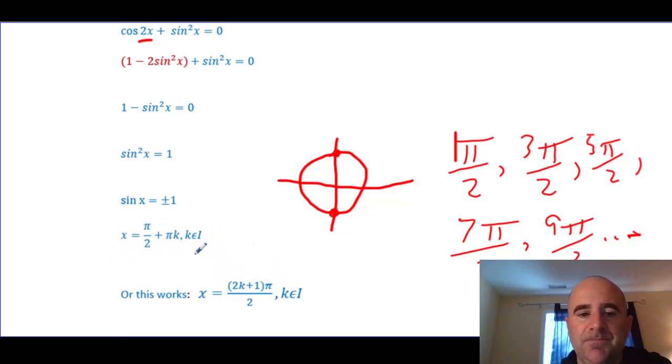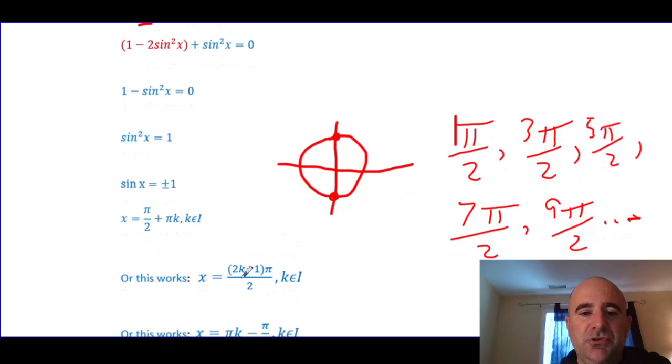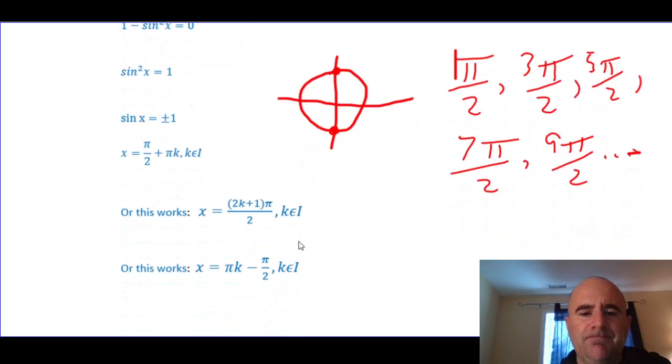I'm okay with this. Another thing I'd like you to notice is that if you took pi over 2 and you add pi k, make a common denominator, you'd actually simplify this and get the exact same thing. Now, as much as 2k plus 1 is an odd number, so is 2k minus 1. So this could actually be 2k minus 1. Or if you want, sometimes you see the answer written this way too. This is another way to write the same answer. X equals pi k minus pi over 2.